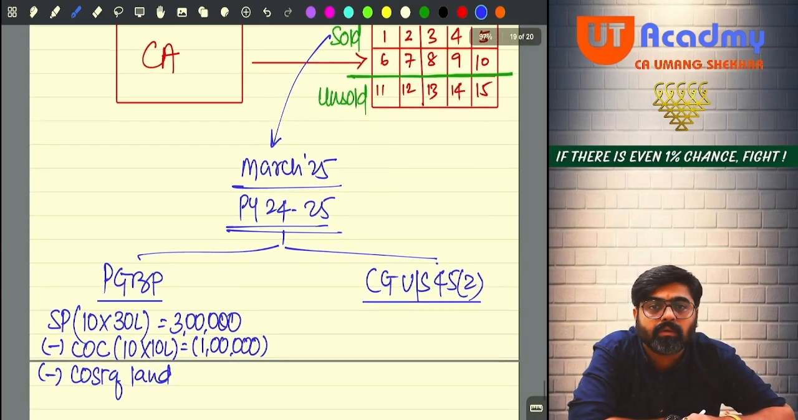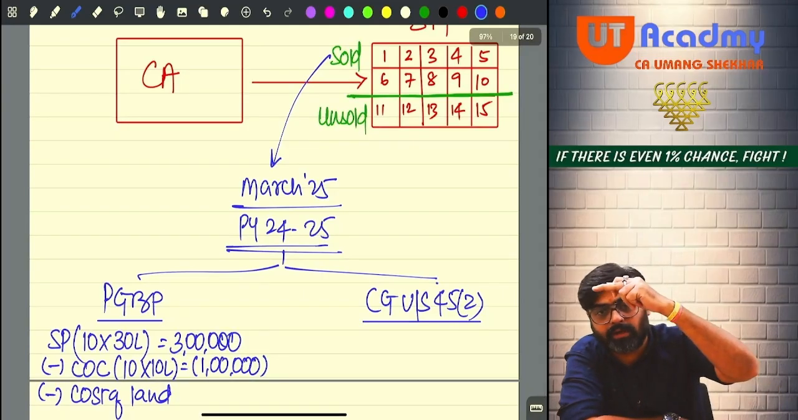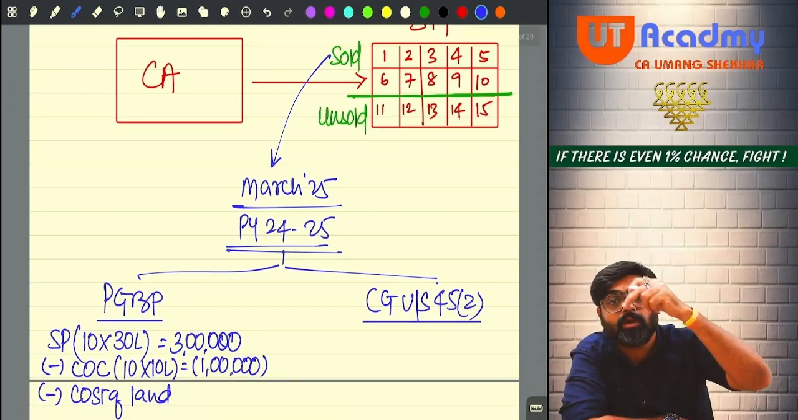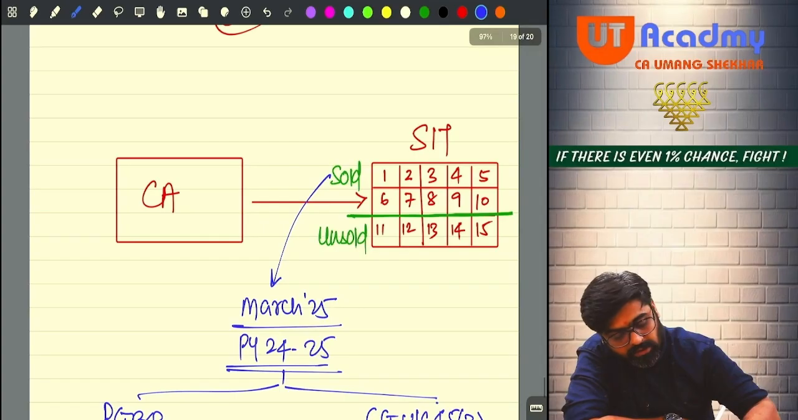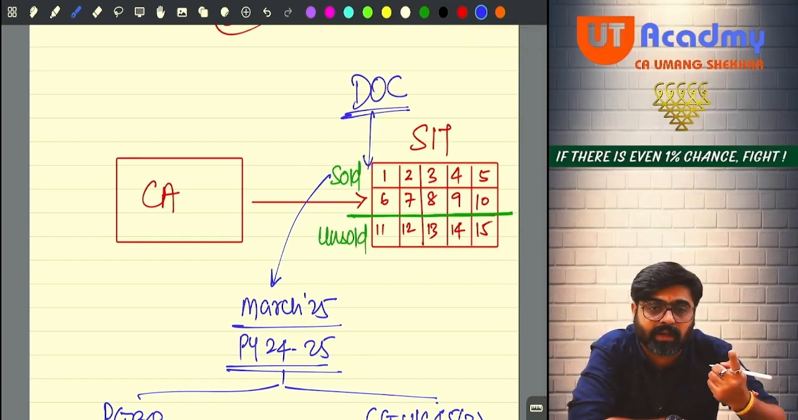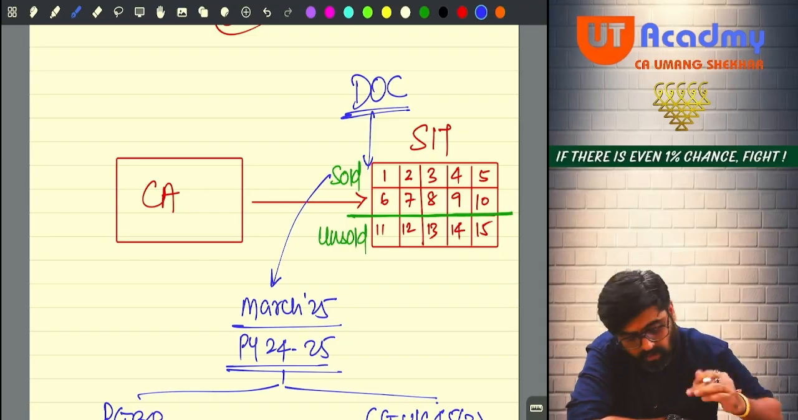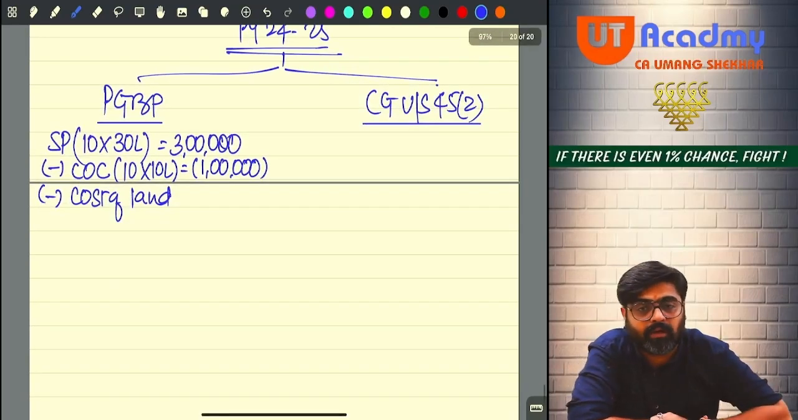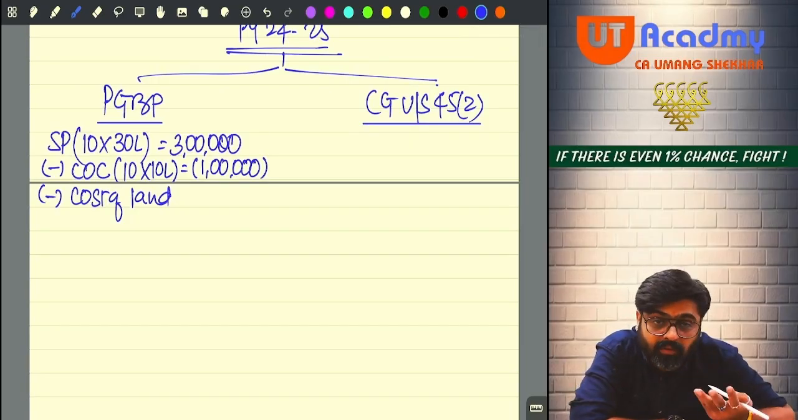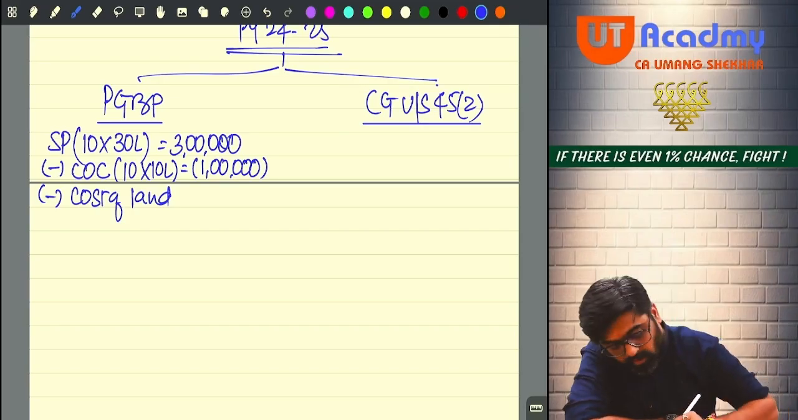So, what will be the cost of this land? 35 lakhs, the price at which I bought it as a capital asset? No. As on the date of conversion, whatever was my fair market value, that fair market value will be treated as what? Cost of the stock in trade. Yes or no? So, I will be taking fair market value which was 210 lakhs. But 210 lakhs was the fair market value of the entire land. Am I selling the entire land? No.